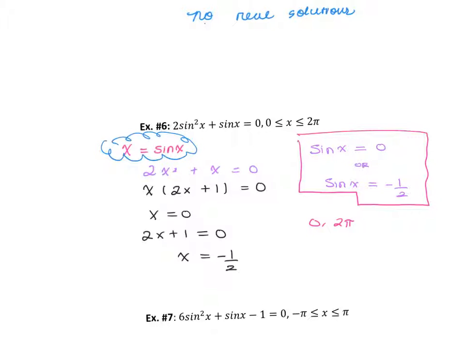Where else? What about negative 1/2? In radians. 7 pi over 6. Yeah. What else? 11 pi over 6. Is there any other place where your sine is 0? We have 0 up there. What about pi? Pi also, right? Questions?